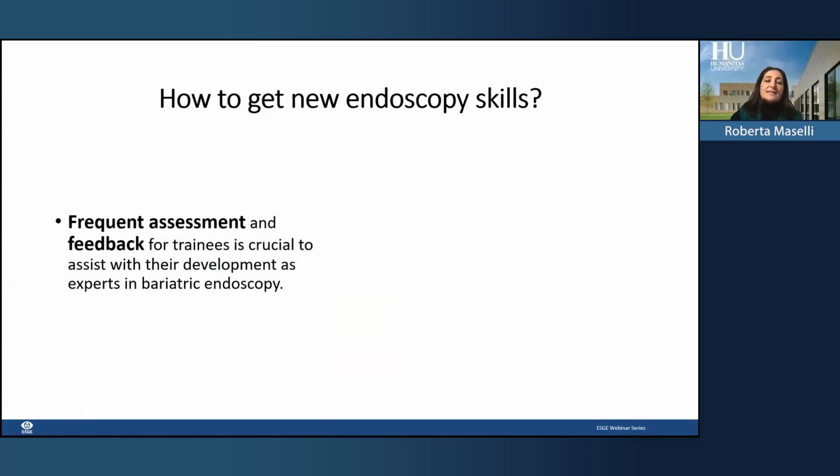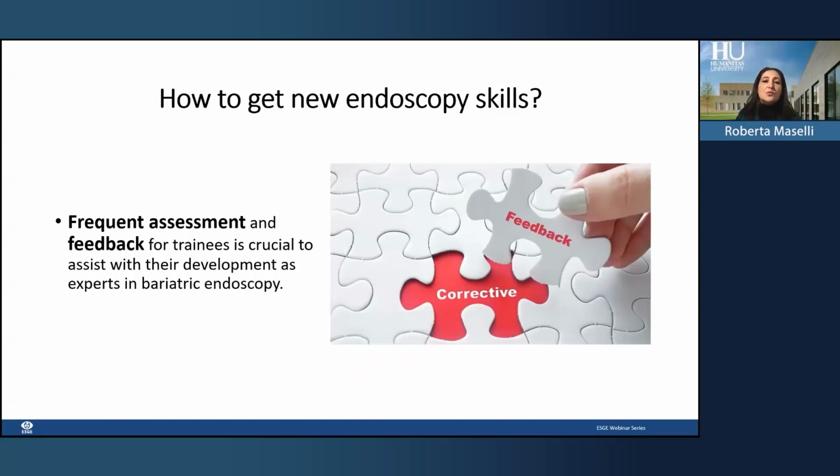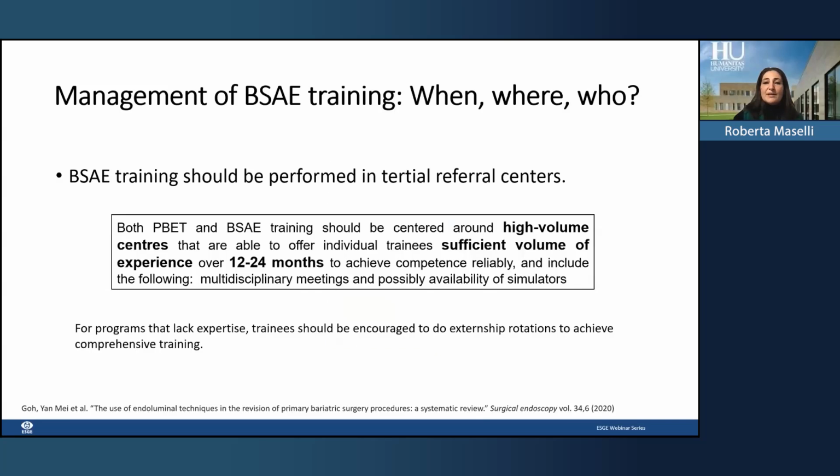But the fact is that this type of model gives you frequent assessment and feedback that is crucial to assist with the development as an expert in bariatric endoscopy and in management of the adverse events. Where exactly, as Ivo already said at the beginning, we were only talking about these tertiary referral centers. So I'm highlighting this sentence. At the same time, what does it mean?